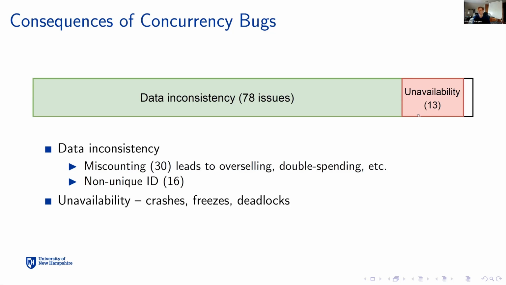A relatively small fraction of the issues actually resulted in unavailability of the system. They had 13 examples out of 93 that lead to crashes, freezes, or deadlocks, which I guess also caused the system to freeze. And there are 2 remaining issues where the authors couldn't really figure out the consequence. So we know the issue, but we don't know what the consequence was.